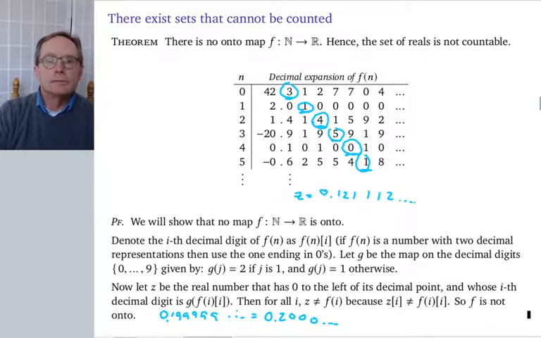Isn't that nice? F is not onto because we produced a number that F does not output. Isn't that nice? Awfully nice argument. Very, very pretty. One of those things where you say to yourself, I'm glad I study mathematics because there are such nice things.